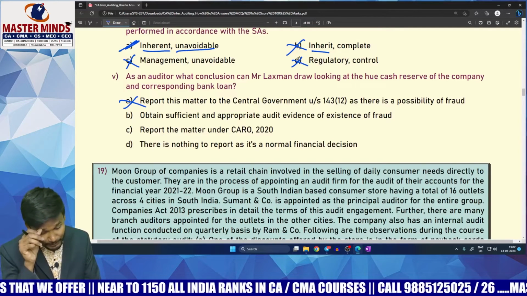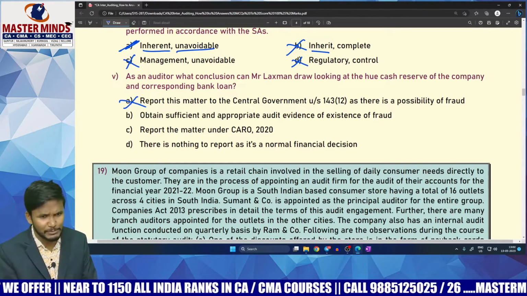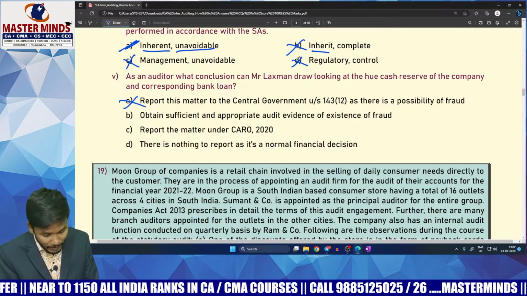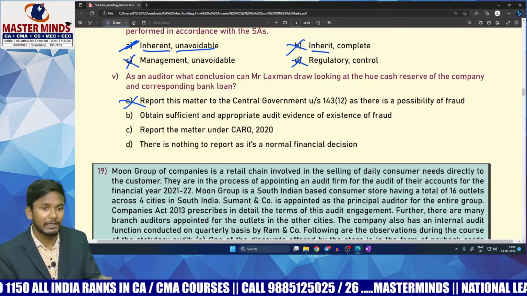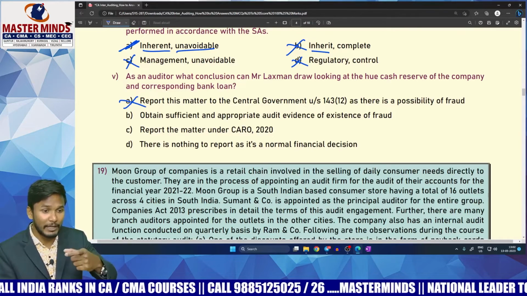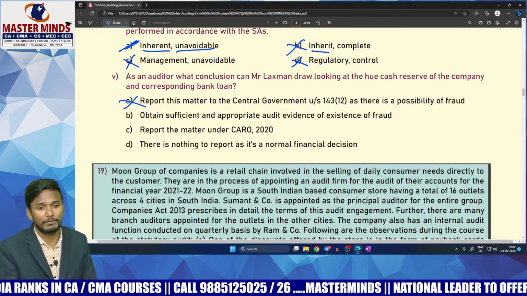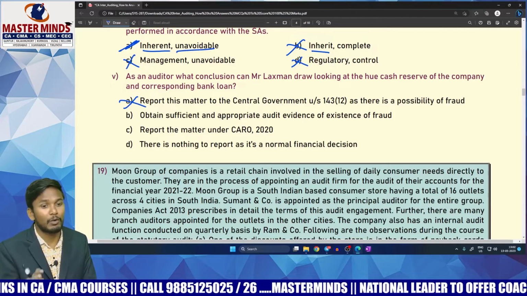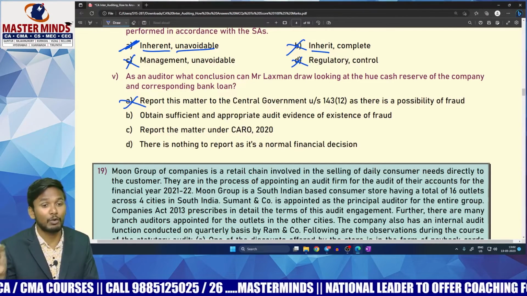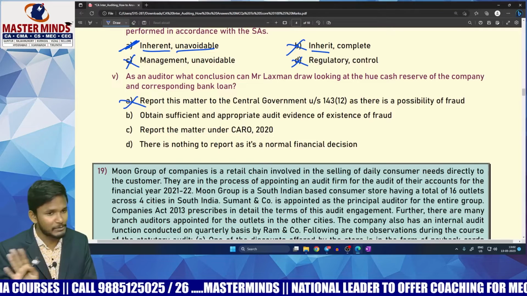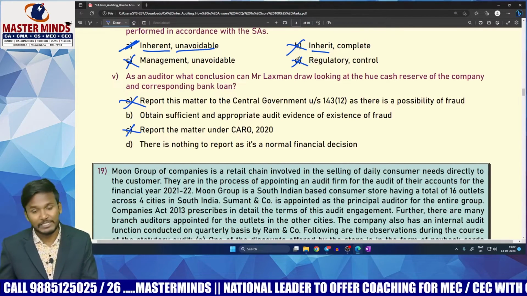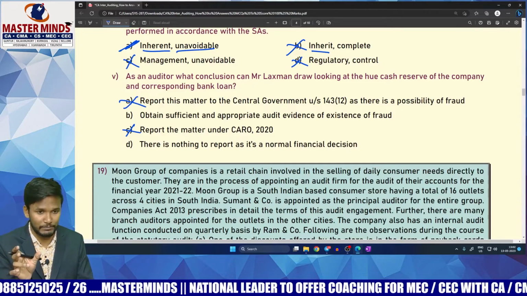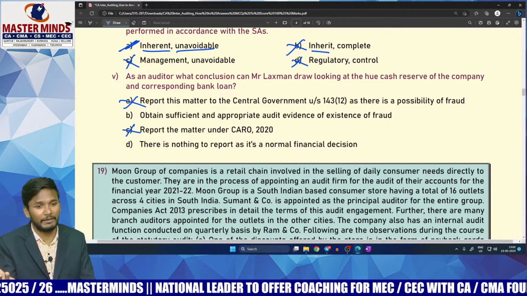Obtain a sufficient appropriate audit evidence of existence of fraud. Okay, this seems to be reasonable, but let's see the C point. Report the matter under carve-out 2020. Sir, here the fraud is suspected fraud or actual executed fraud, sir? Suspected fraud. In carve-out reporting, only the actual reported fraud or the notice fraud will come, not the suspected frauds. So even option C becomes ruled out. How come you are saying it's a suspected fraud, sir? They are telling approximate amount. There might be a possibility. We are not sure about it.